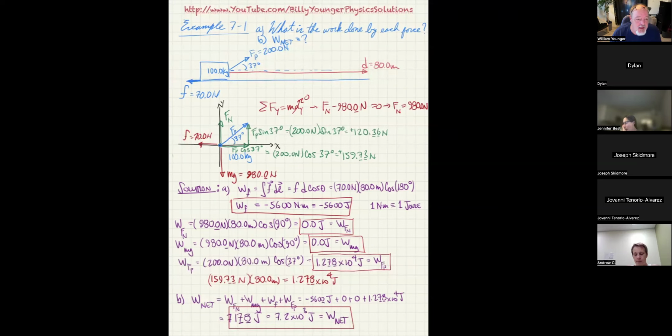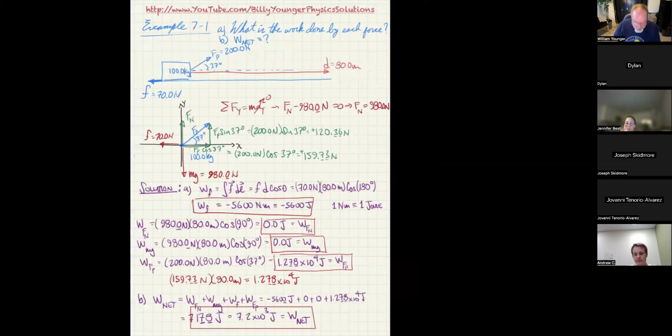Now let's look at something like example 7.2. It says determine the work a hiker must do on a 15.0 kilogram backpack to carry it up a hill of height h equals 10 meters as shown in the figure. Determine also B, the work done by gravity on the backpack, and C, the net work done on the backpack. For simplicity, assume the motion is smooth and at a constant velocity, i.e. the acceleration is 0. Okay.